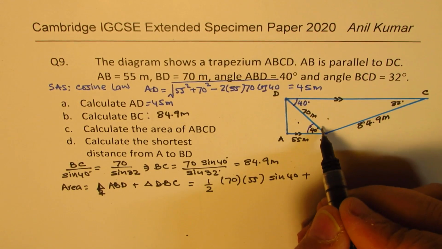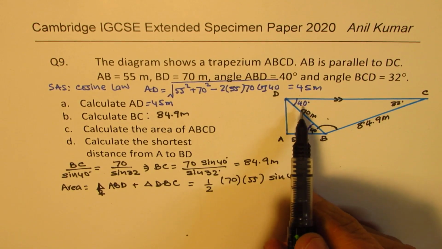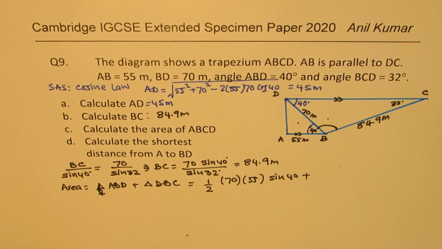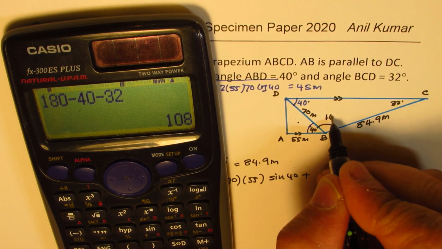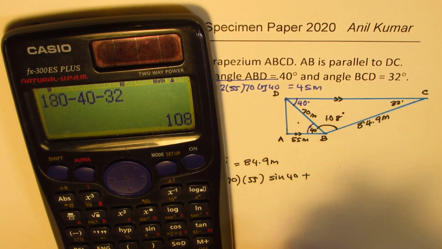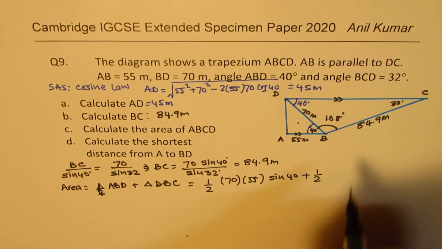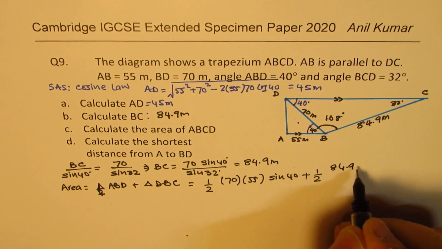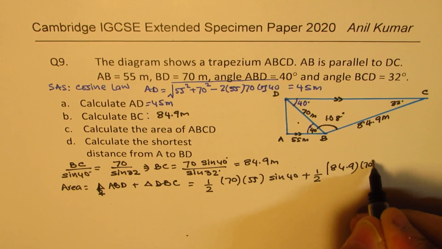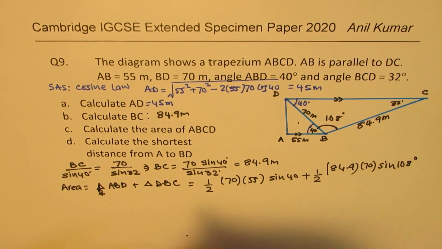Plus, in this case, we need to figure out this particular angle. It should be 180 minus 40 minus 32, right? So let's find. So 180 minus 40 minus 32 gives us the angle of 108 degrees. Do you see that? So the area of the bigger triangle is half of the product of these two sides, which is 84.9 times 70 times sine of the angle, which is 108 degrees.